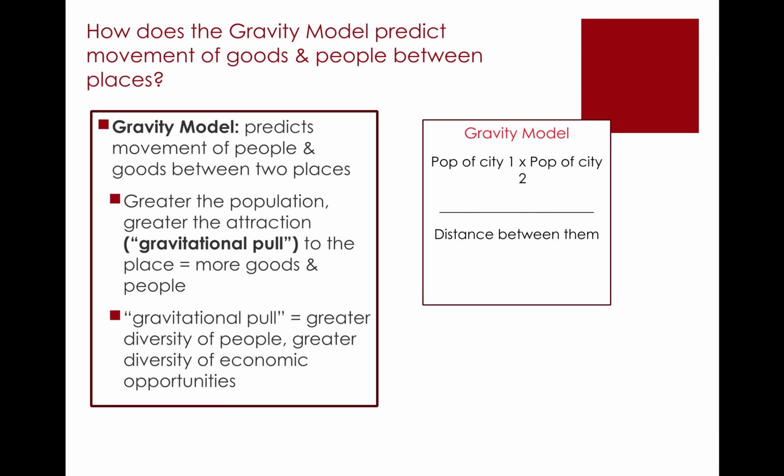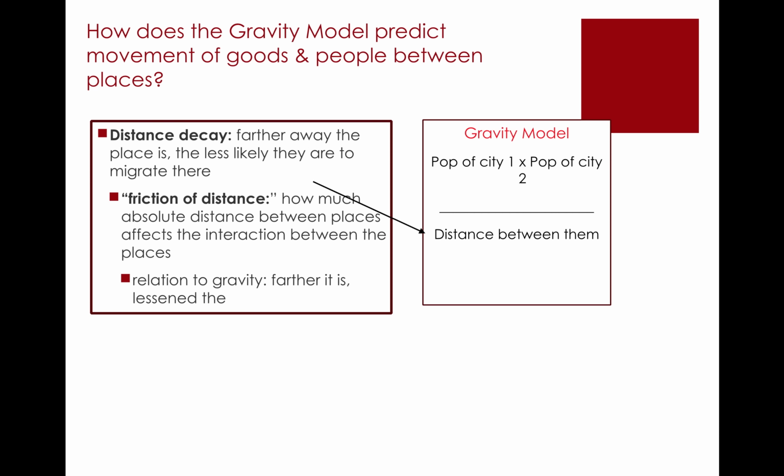What determines that gravitational pull, what makes that pull greater between cities with large populations? As I said, the greater the diversity of the people, the greater the diversity of economic opportunities. It's kind of like a multiplier effect. The more people come, the more opportunities there are, and the more opportunities will continue to be presented by the incoming immigrants.